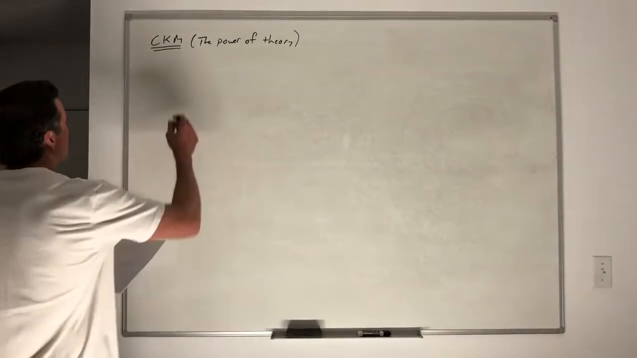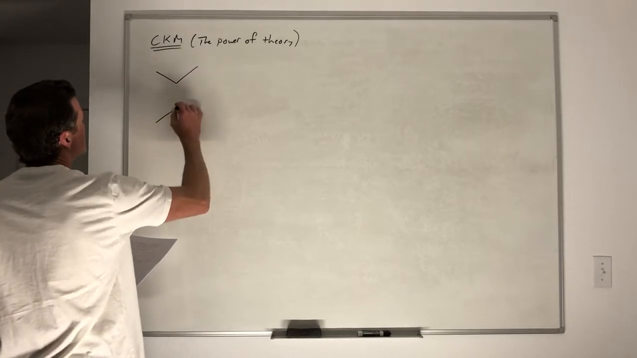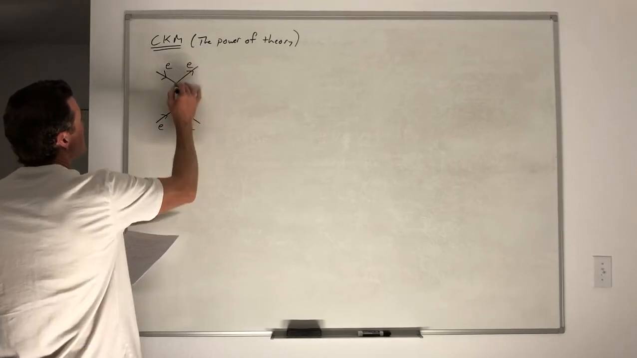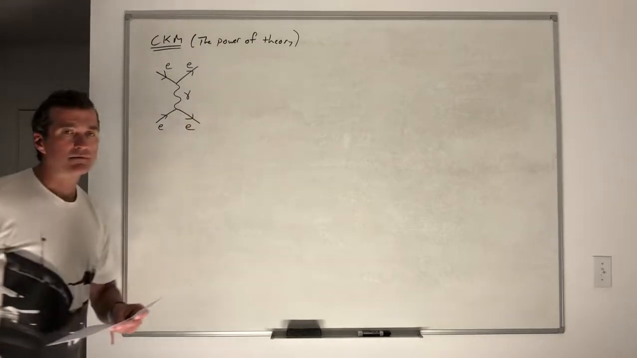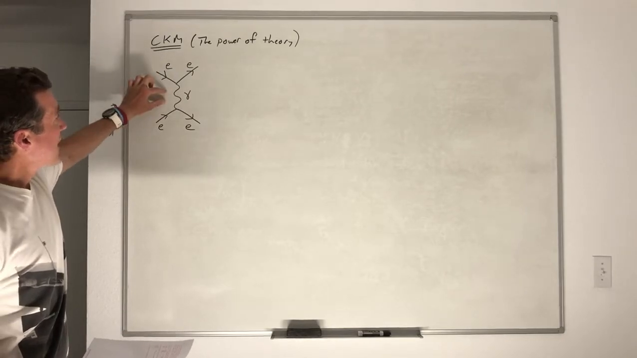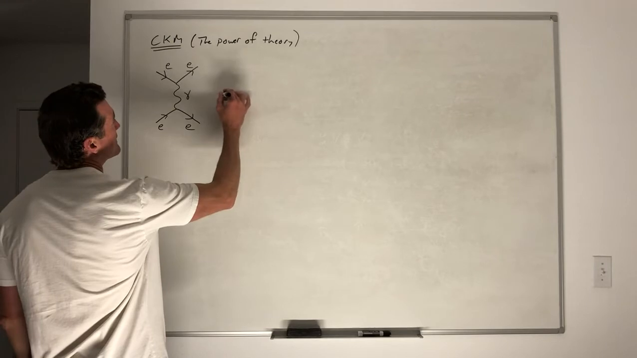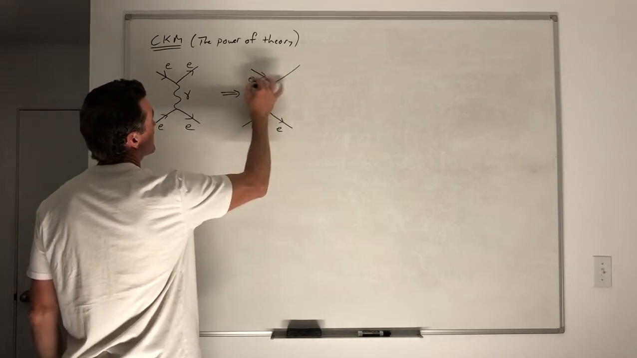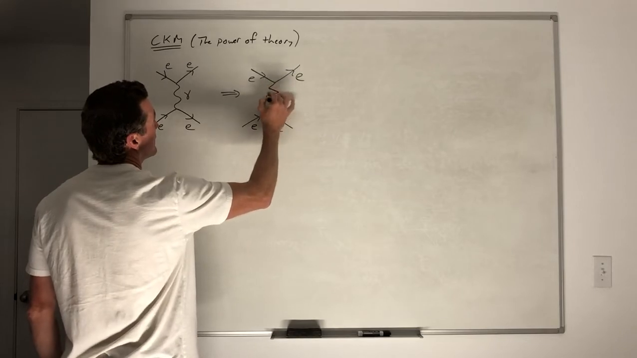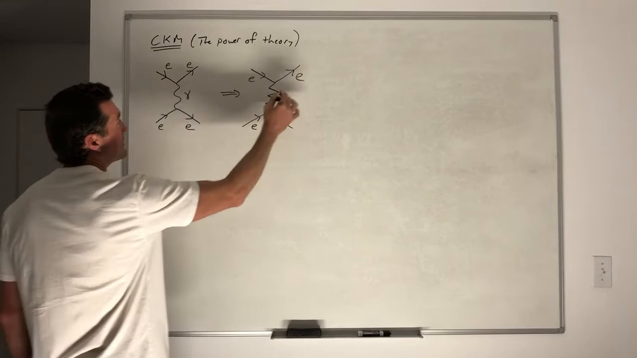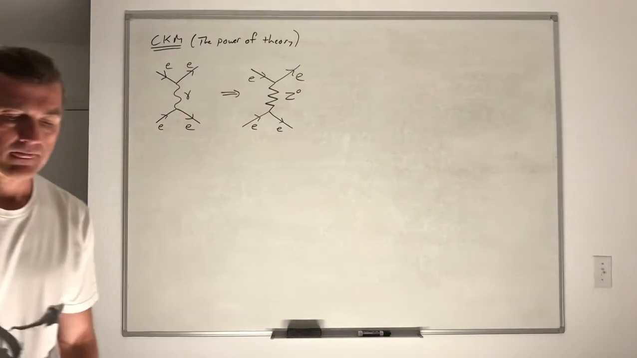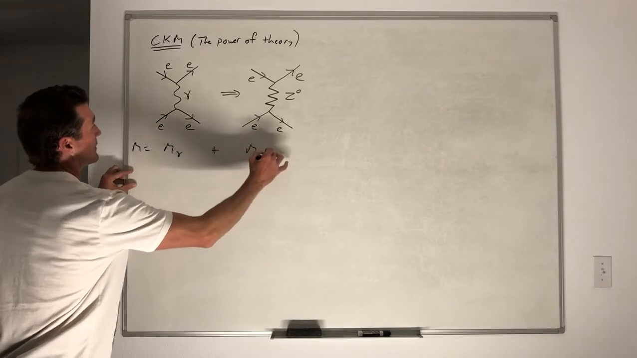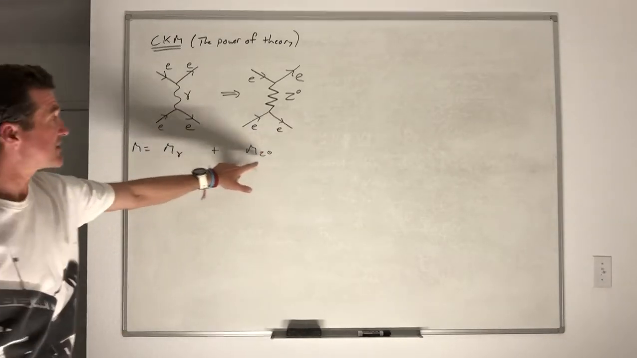However, Z plays an interesting role because it turns out that anytime you have a process which can be realized by an electromagnetic exchange of a photon, you can always take this process and add to it a diagram with the same in and out states, of course, because that's the only thing you should add, where we replace the photon with the Z-naught boson, okay? So M would contain contributions from both the photon exchange and the Z-naught boson exchange.